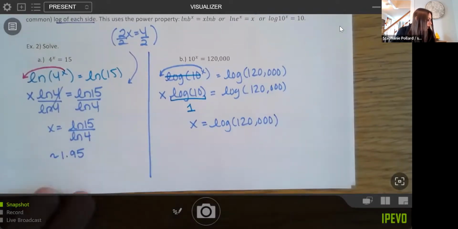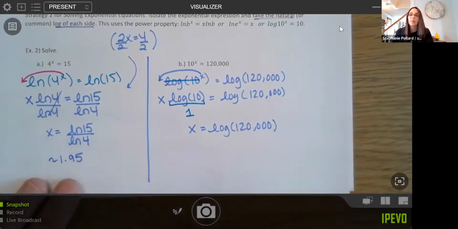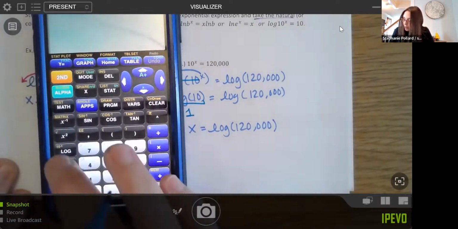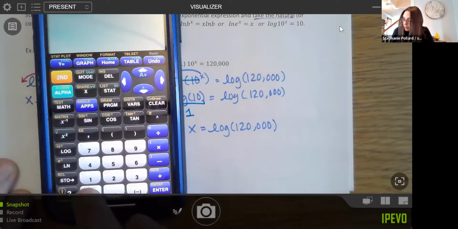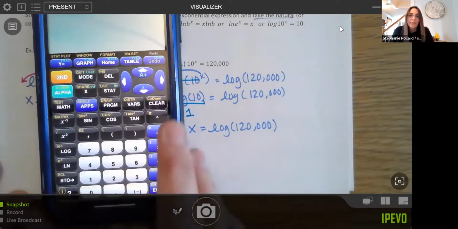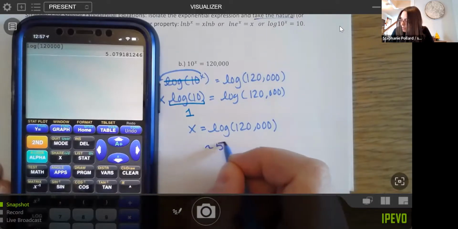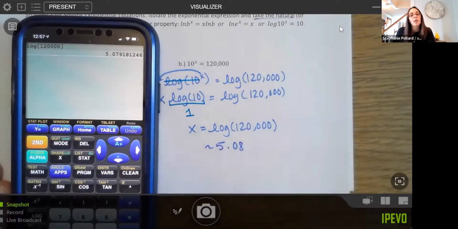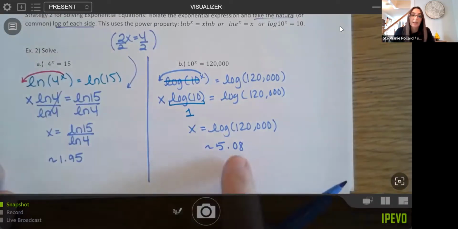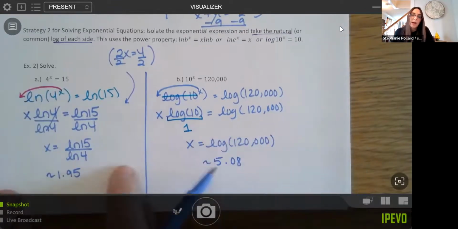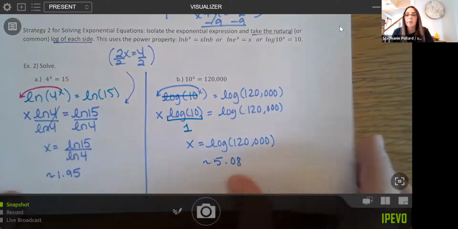And I have that value of 120,000 here. And again, I could take out my calculator, log of 120,000. And when I plug that all in, I get about 5.08. So I have my exact form, and then I also have my approximation here. A lot of times we do like to leave the answer in the exact form, unless we're doing an application, then it is helpful to have the approximation many times.